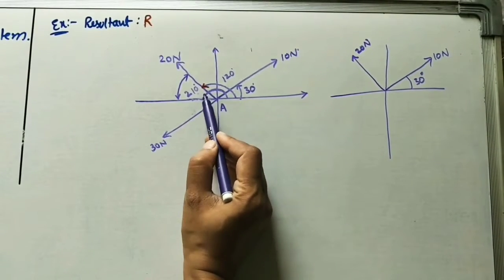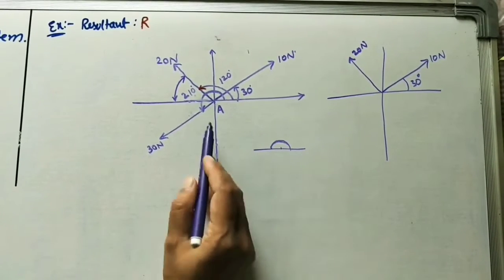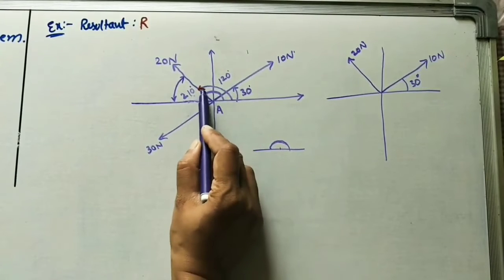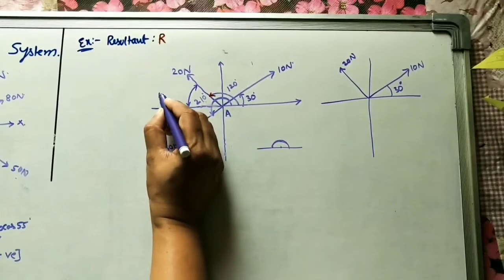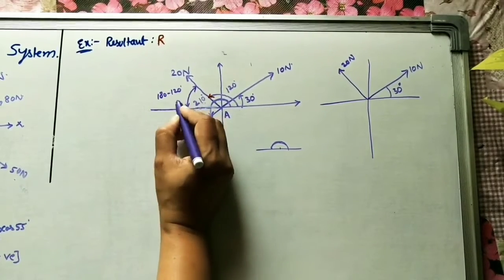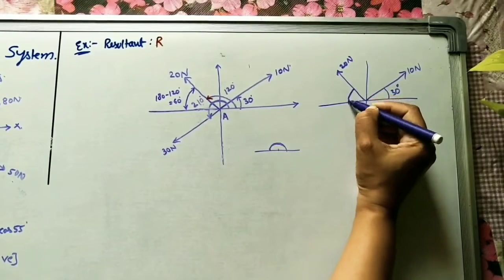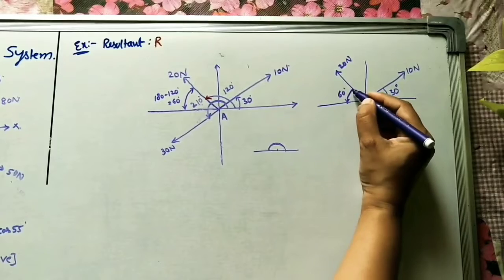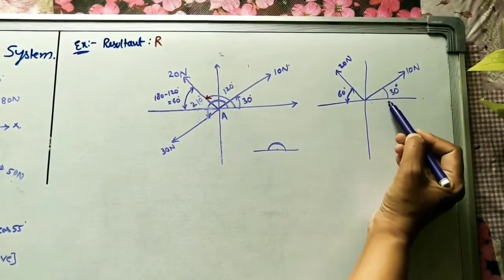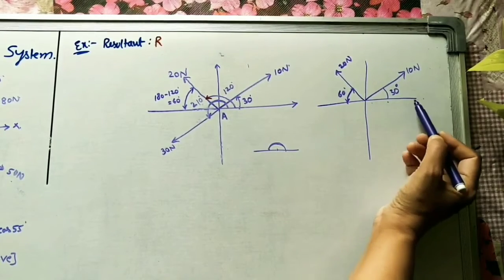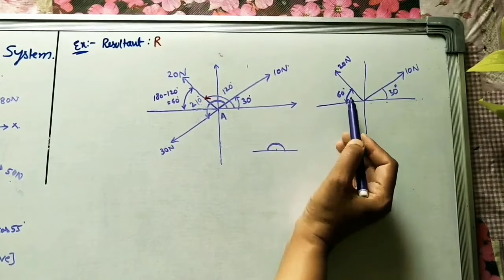As we know, at any straight line this angle is 180. So 180 minus 120 will give this angle. 180 minus 120 means it is 60 degrees. Now I can take this 60 degrees here. So remember, the position of the angle: if the force is in the first coordinate, take the angle with horizontal in this line. If the force is in the second coordinate, take the horizontal angle like this.